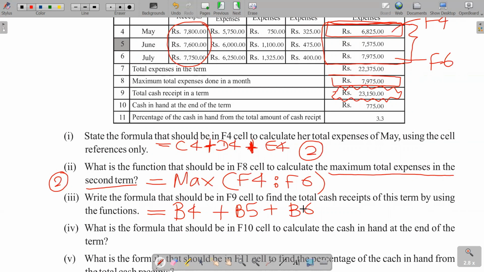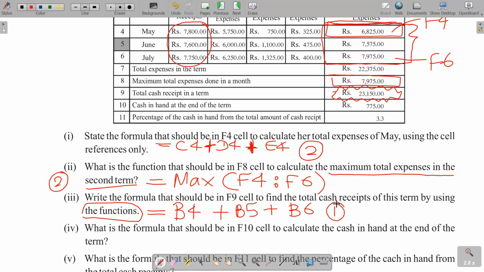You can write the sum function as well, but since they have said the formulas, it's better you go with the operators and the cell references. Right? Hold on, I'm sorry, I didn't capture the last part. It says using the function. So yes, if you have written this answer, you are going to have only 1 mark.